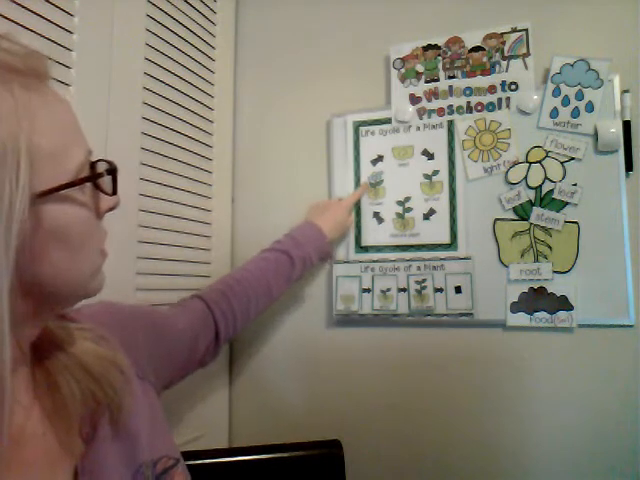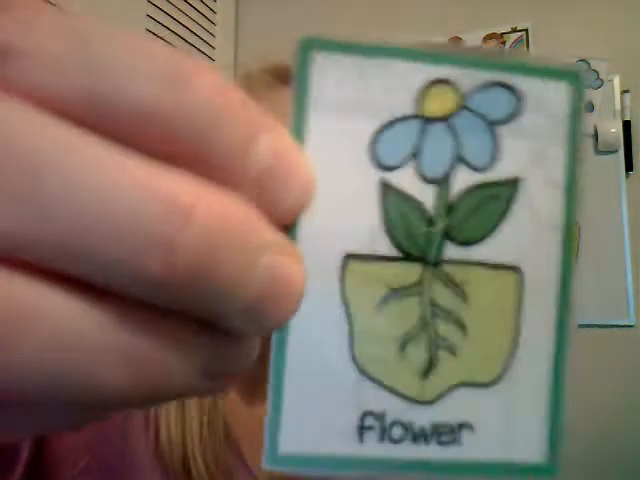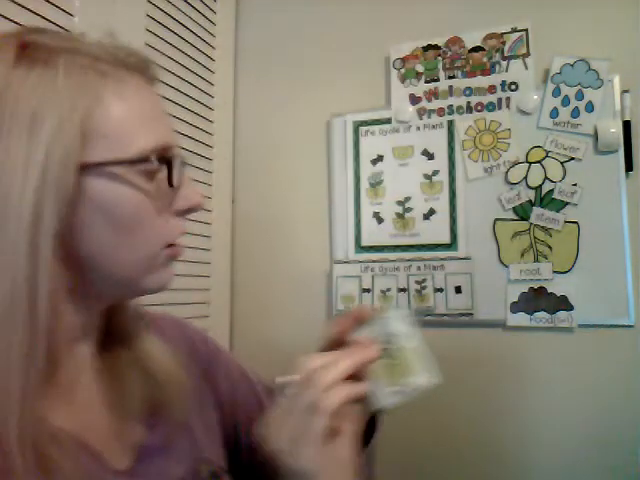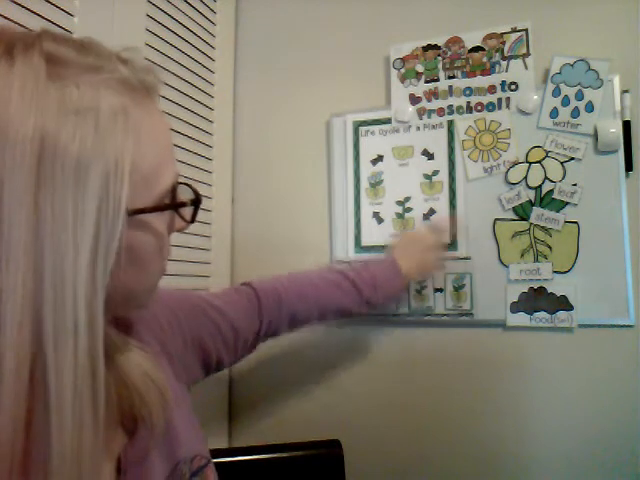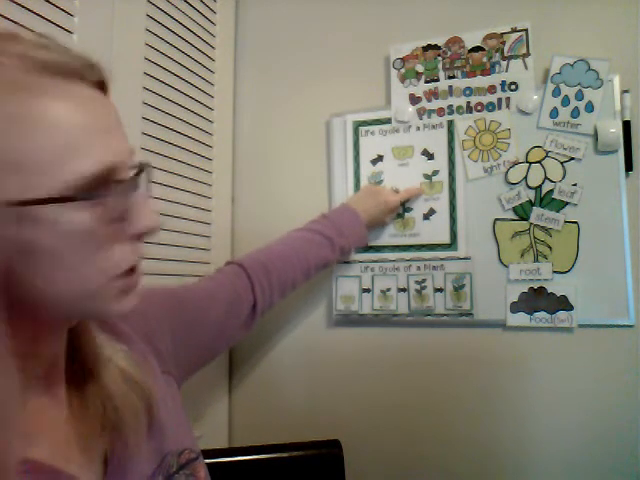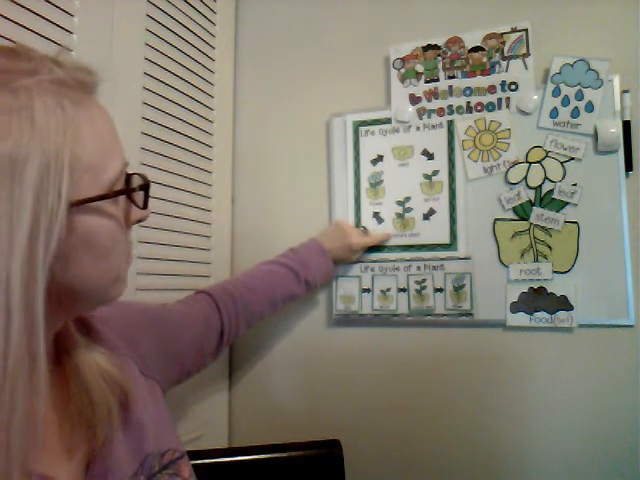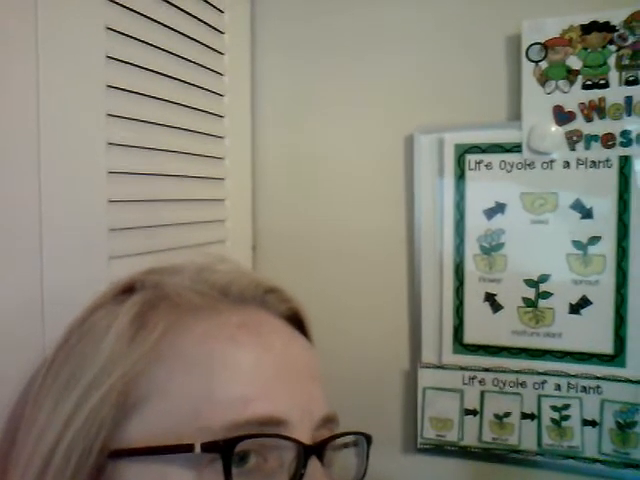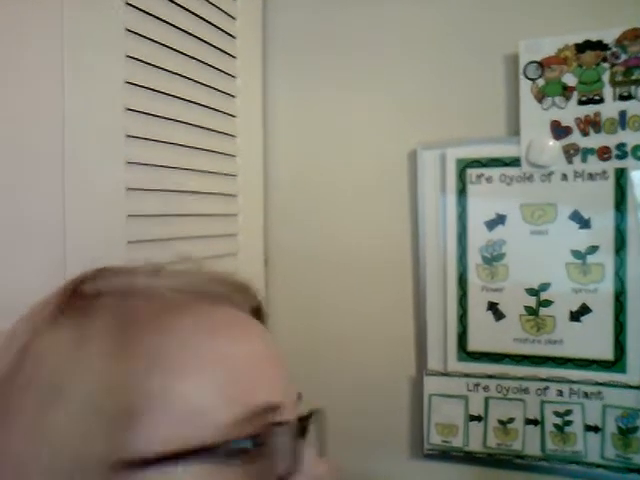And there's one more step. The last step, if you follow the arrow around, is when the flower blooms. So that's called the flower. That is our last step in the life cycle of a plant. So we have a seed that grows into a sprout, then a mature plant, and then a flower. I'll bring this a little bit closer so you can see. Do you see all the steps of the life cycle of a plant? Seed, sprout, mature plant, and then flower.